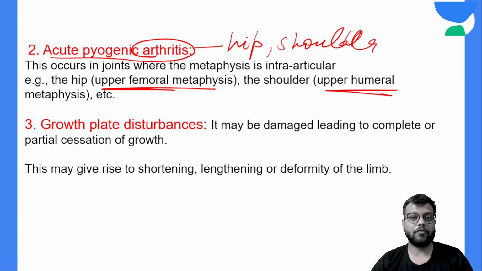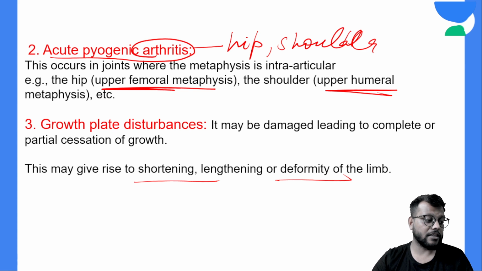And obviously these are children, so in a child you have growth plate disturbances. You can have destruction of the growth plates, because just above the metaphysis you have the growth plates. So you have to manage them very quickly. Growth plate disturbances can also occur, so there can be shortening, deformity, etc., and these are permanent things that happen, so you have to keep a watch.